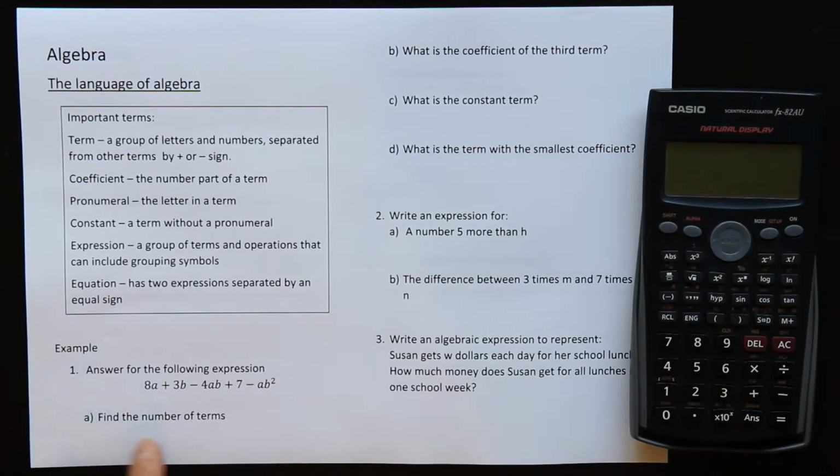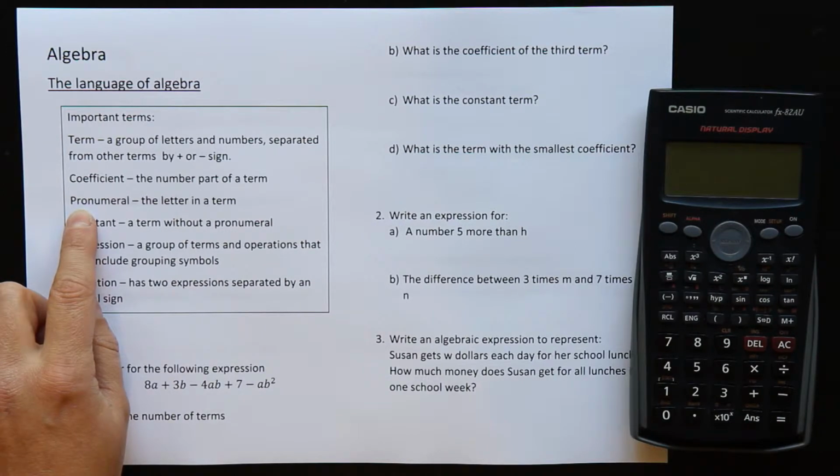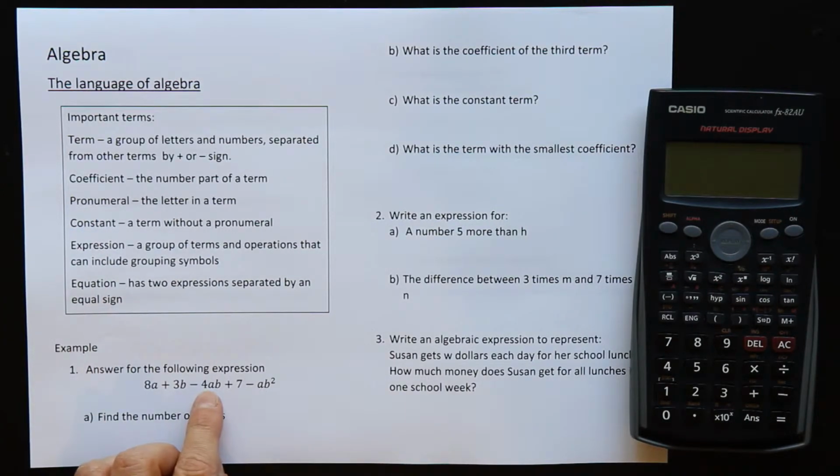So down the bottom here, a term would be, for example, the minus 4ab here, because it's separated from all these other terms by positive and negative signs. And the coefficient would be the number in the front here, which is the 4. So the number part is the coefficient. A pronumeral is the letter part in a term. So the letters in this are the a and the b, so that is the pronumeral.